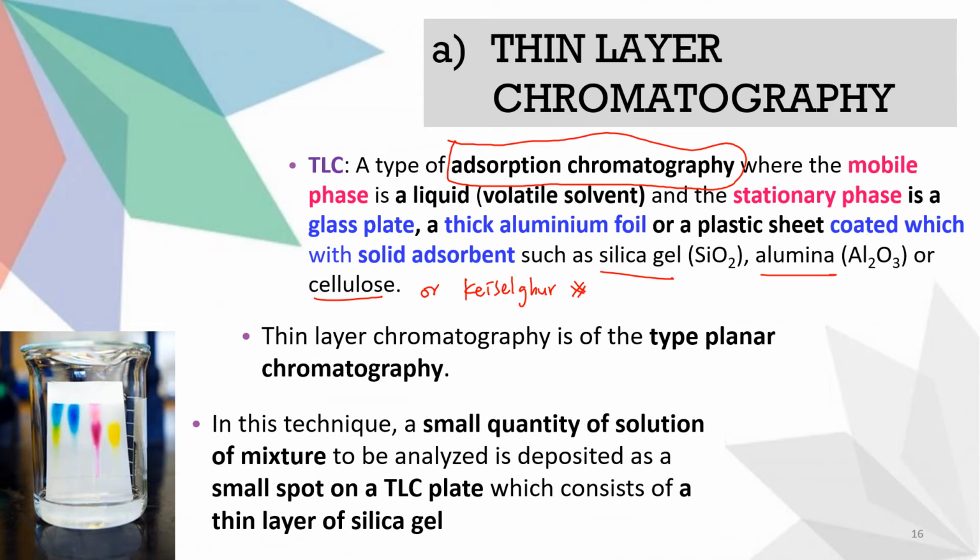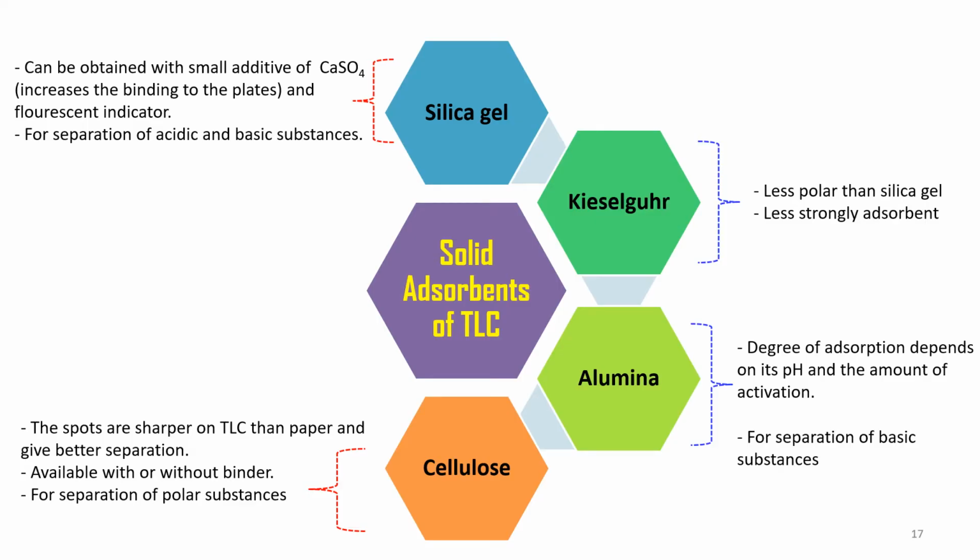In this technique, a small quantity of solution of mixture to be analyzed is deposited as a small spot on TLC plate, which consists of a thin layer of silica gel. So as you can see here, this is solid absorbent of TLC. So for silica gel can be obtained with a small additive of calcium sulfate and fluorescent indicator for separation of acidic and basic substance. So nampak dia punya function. Kalau untuk acidic and basic substance, we preferable to use silica gel.